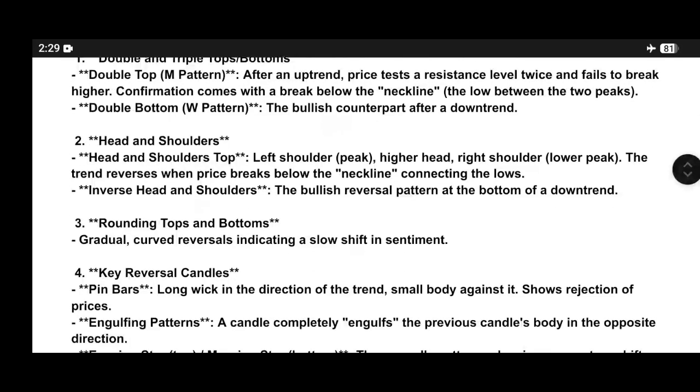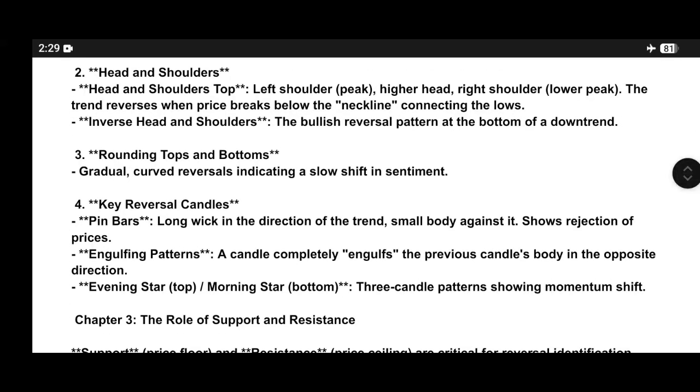Number 3, we have rounding tops and bottoms, which is a gradual curve reversal indicating a slow shift in sentiment. Number 4, we have key reversal candles. Key reversal candles are pin bars, which have a long wick in the direction of the trend.